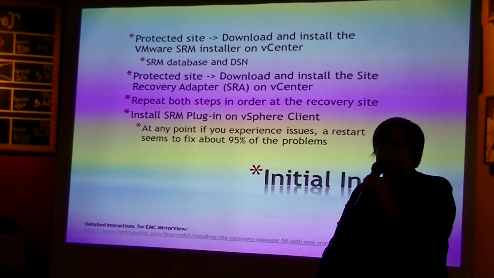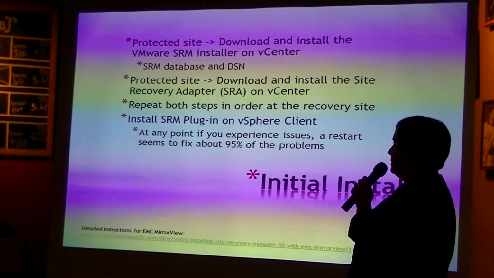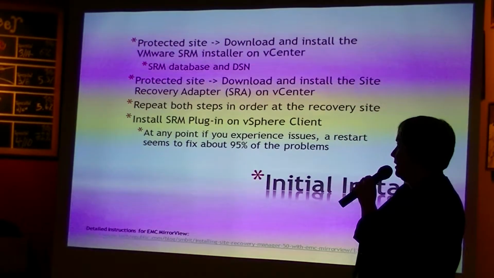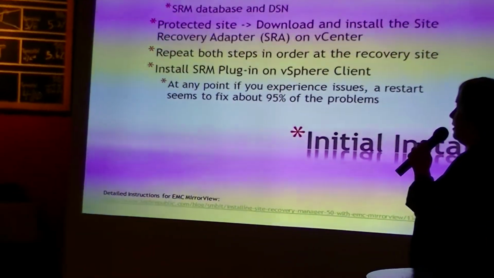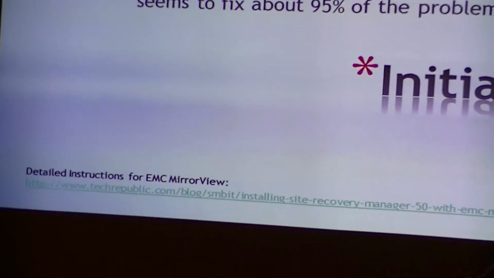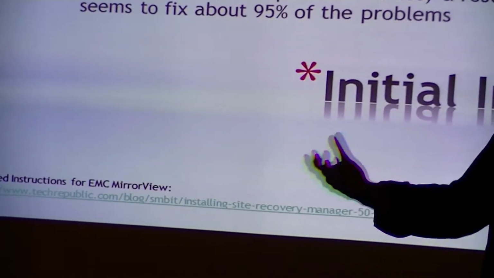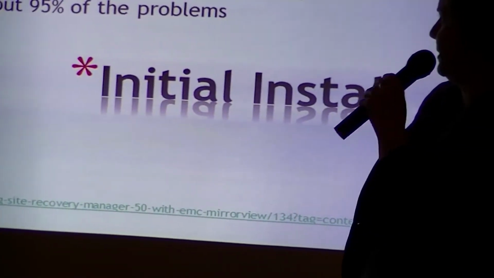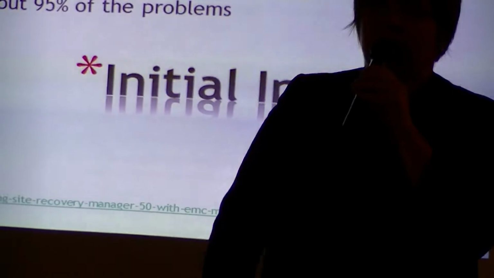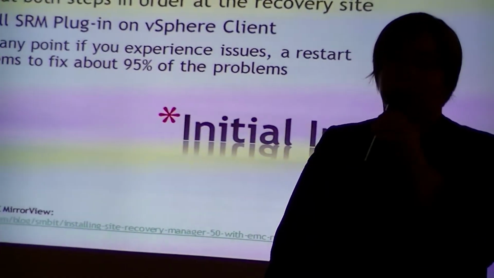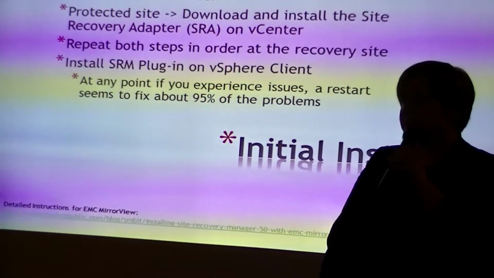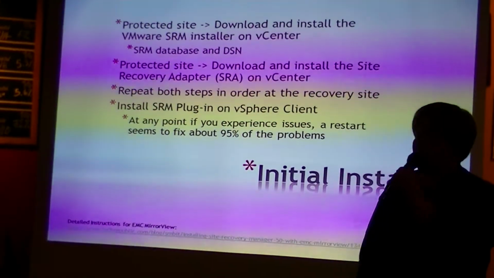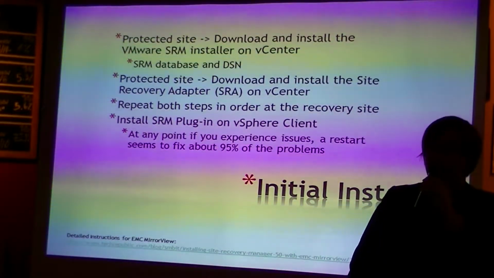The initial install is very easy. You just have to go to your vCenter at your protected site and download the SRM installer. Install it, and then you also want to download the SRA, which is the storage replication adapter, from probably VMware, but you may also need to download something from your storage provider. Like we do with MirrorView, there's an extra enabler that you include with that. You do the same thing at your recovery site.